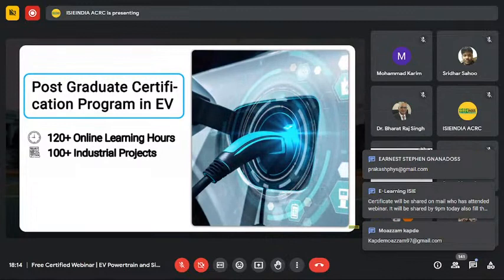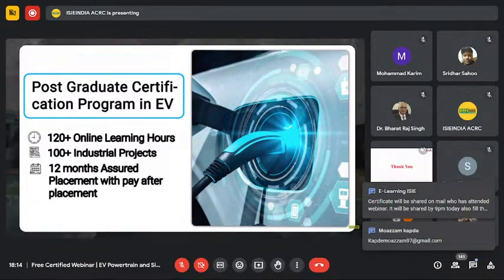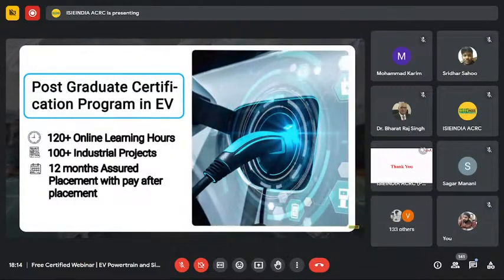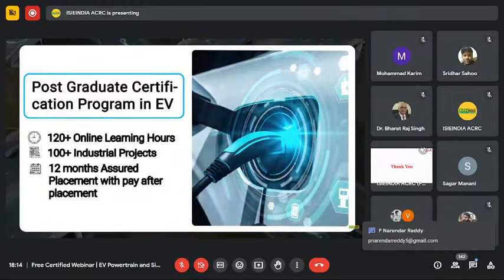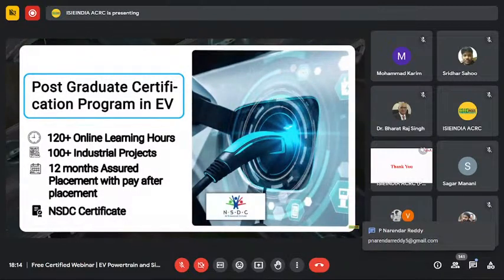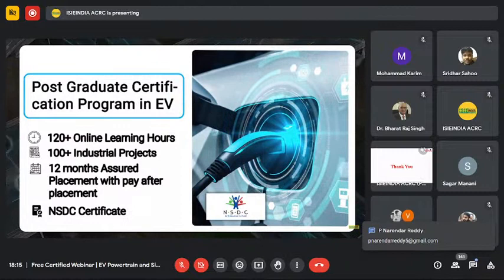It is a 12-month assured placement course with pay after placement, thus encouraging learning without financial constraints. The course is globally valid, certified by NSDC, Government of India.